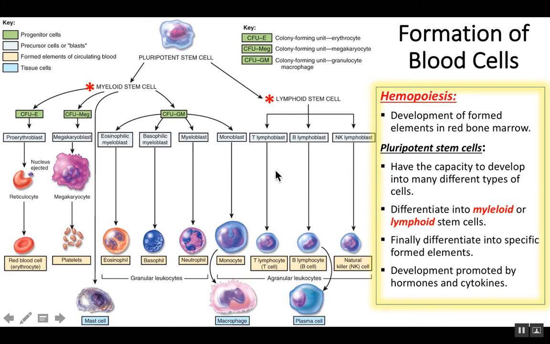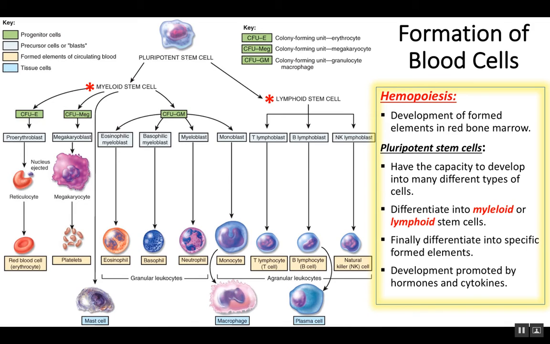So this process is called differentiation, in that an undifferentiated cell, meaning it really hasn't had a function yet, becomes specific cells dedicated to specific functions.